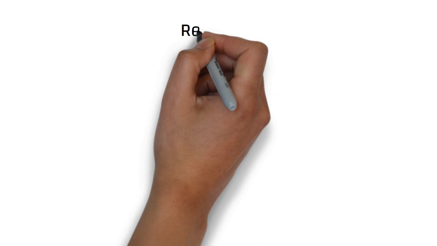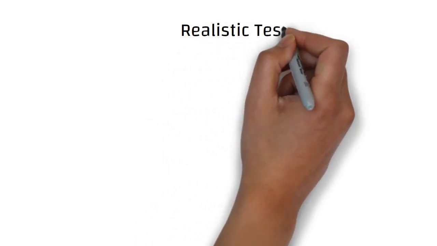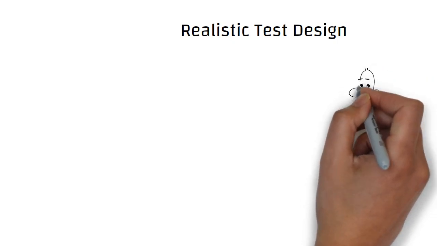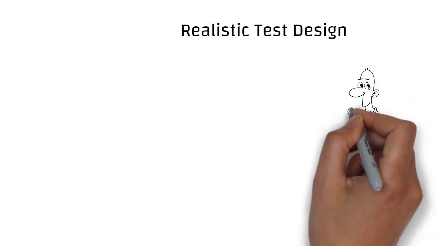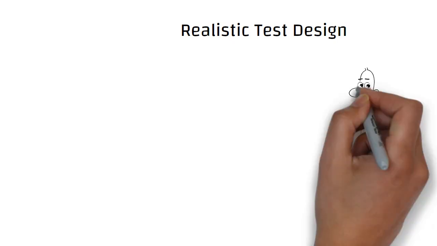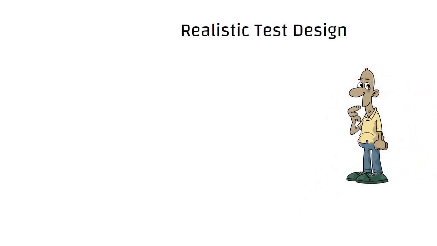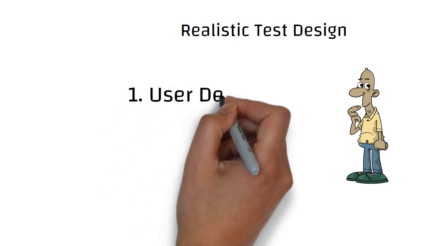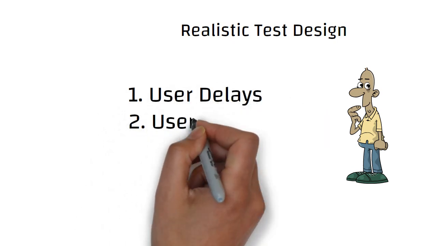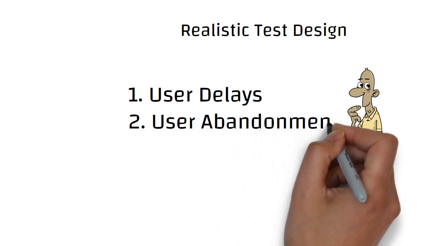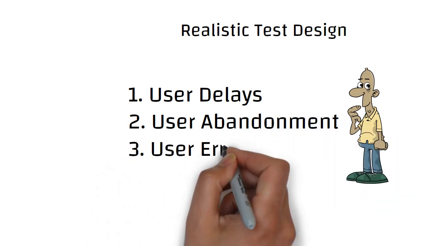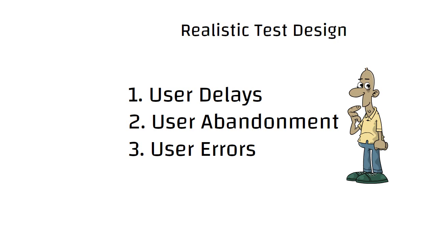And then finally, the final part. Realistic test design should include user delays. We all talked about think times multiple times. So mimic real user behavior by including delays and think times in your tests. And when it comes to user abandonment, account for the possibility that users might abandon tasks for various reasons. And finally, the user error. You have to consider common mistakes users might make during testing.